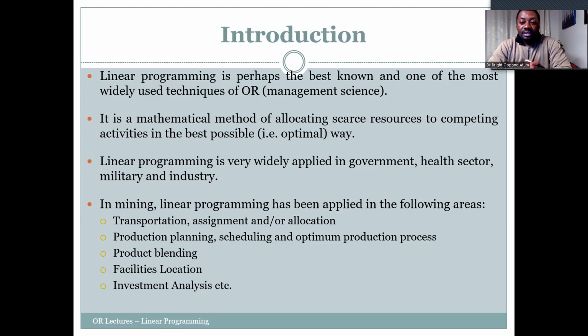Linear programming is actually a mathematical method which involves allocation of scarce resources to competing activities in the best possible way. Usually, we refer to the best possible way as the optimal way or the optimum allocation. We will look into that and we'll see that sometimes the best is not optimal. So the right word is the optimal solution, or optimal way, or the optimum allocation of resources.